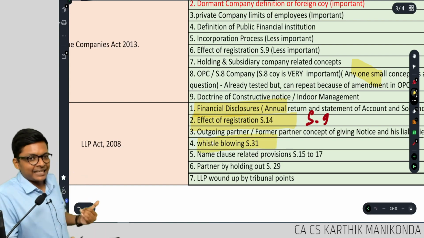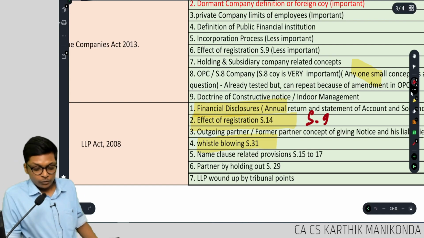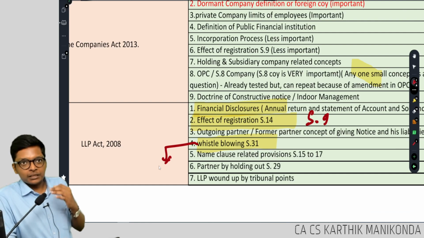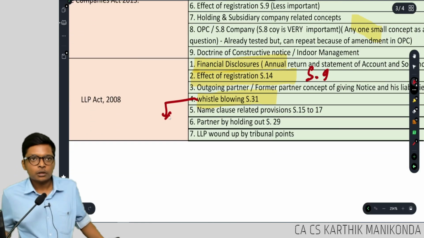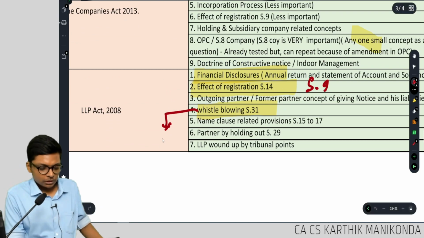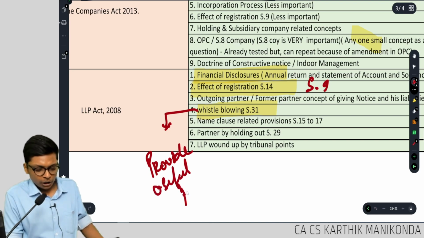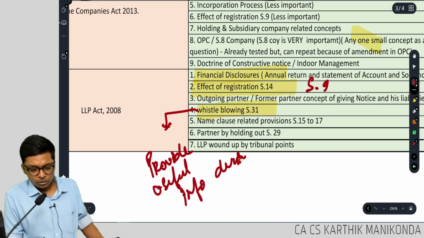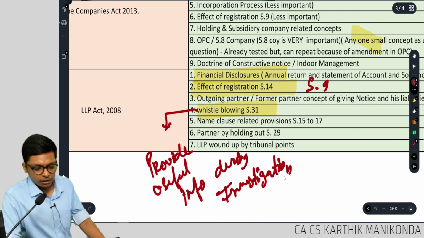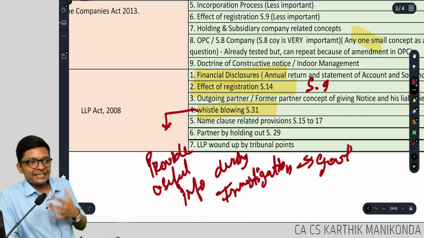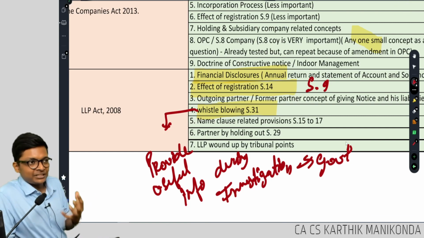whistleblowing. We recently came across it. What is whistleblowing? So whistleblowing, what is whistleblowing guys? If any of the employees provides useful information during investigation to the government, then the government can reduce his punishment, reduce his liability.